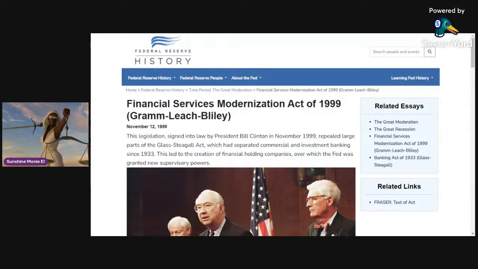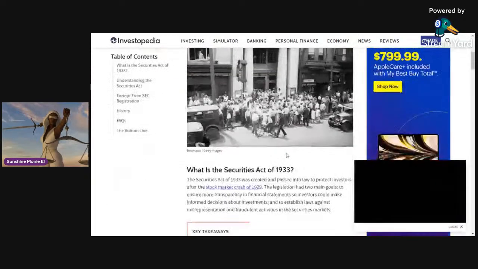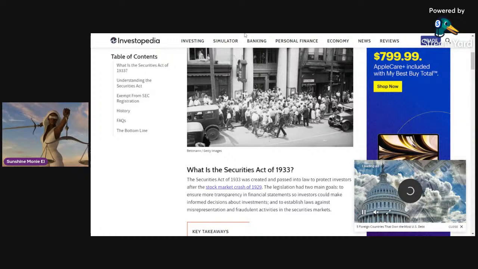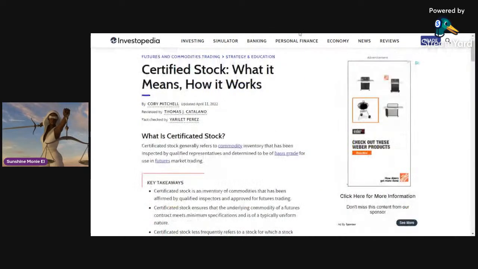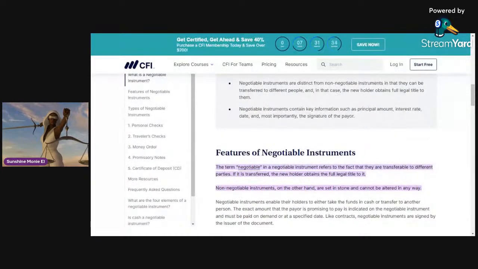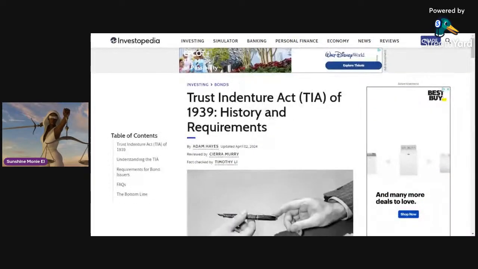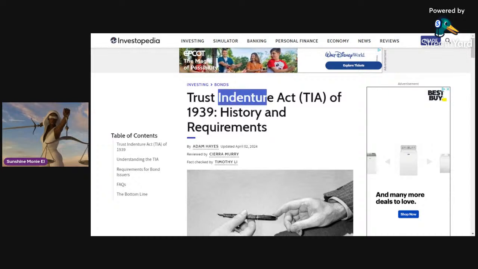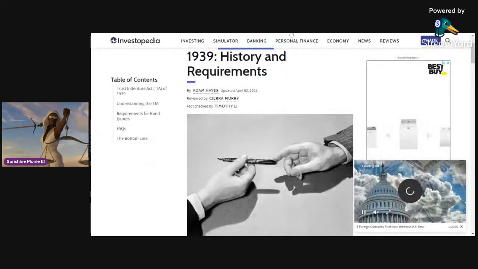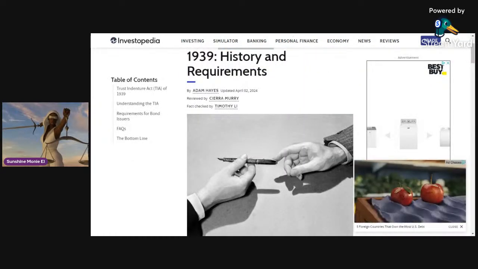I was also going down the rabbit hole with the Securities Act, certified stocks, definition of dollars and stuff, negotiable instruments, what's that? What's a capital note? I was getting into the different kinds of notes, and then it brought me to the Trust Indenture Act, which is crazy because indenture just means contract. I know I'm late to the party on that one, but it was like indentured service and contracted servants, different connections I've seen with that.